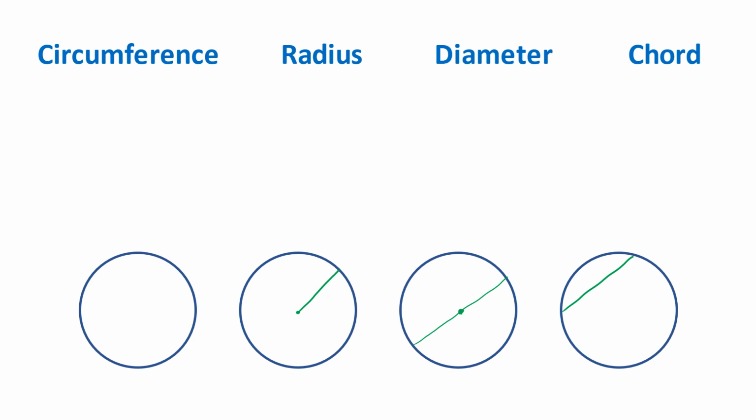So let's start off with circumference. Circumference is really a way to describe the perimeter of a circle. So what would happen if we cut the circle open and stretched it out is how long that line would become. So it is the distance around the outside.